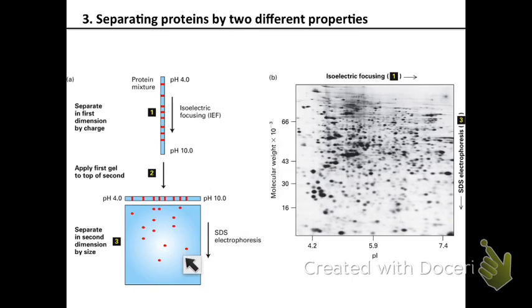What does SDS stand for? Sodium dodecyl sulfate.